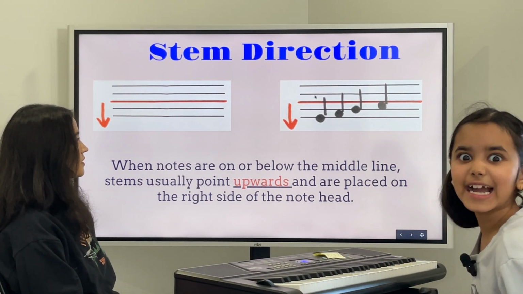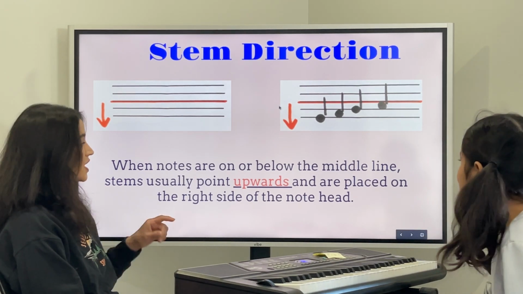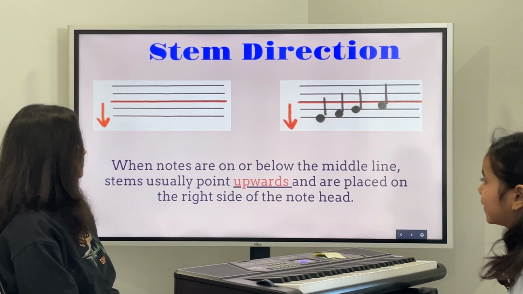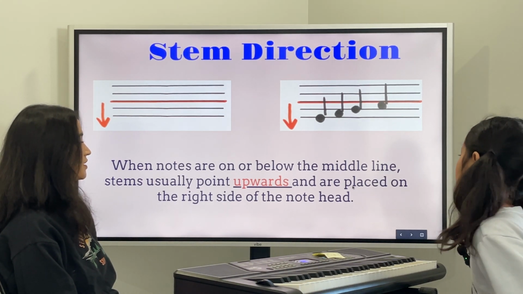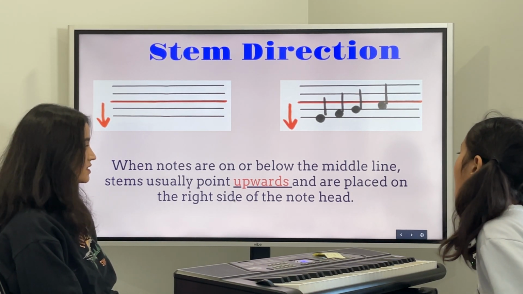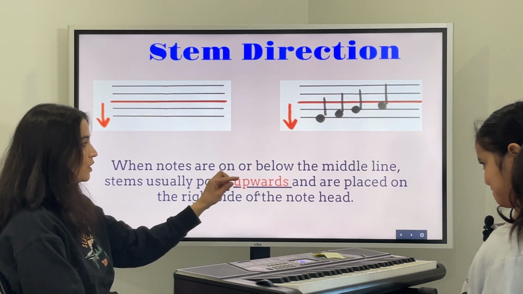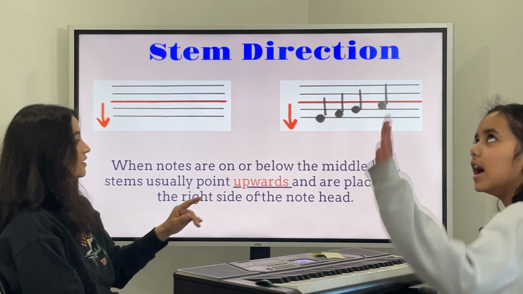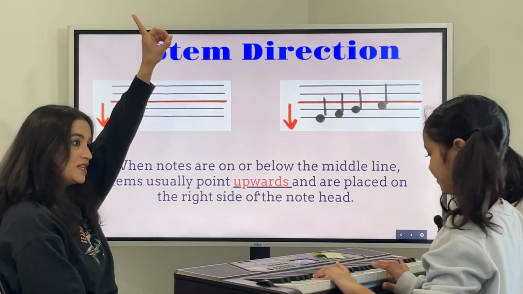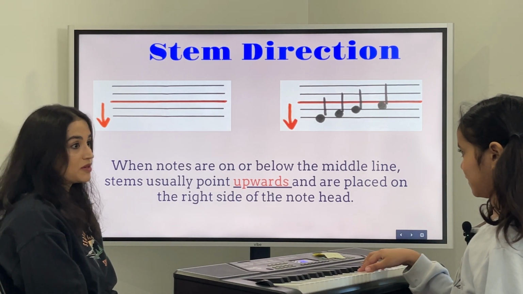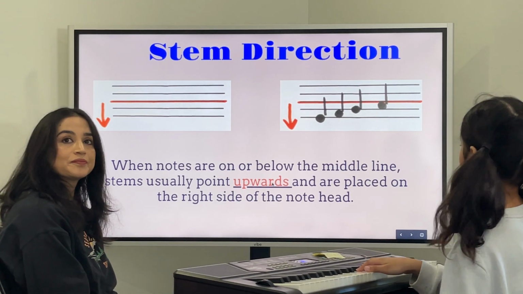Yeah, on the right side. On the right side, that's a key word, right? Yep. The middle line usually goes upward and is placed on the right side. So right side and upward. So below the middle line is pointing upwards and to your right side. And I'll play those notes. So just remember that one, Lina.